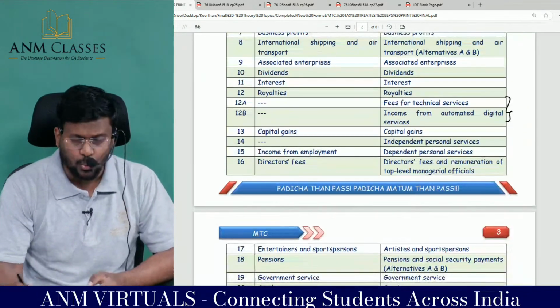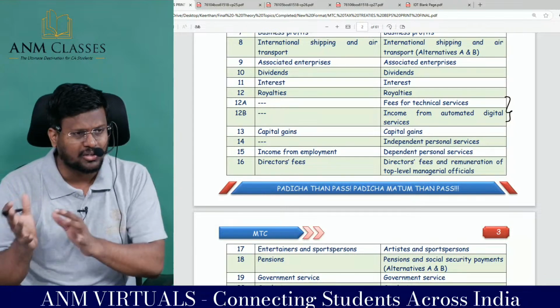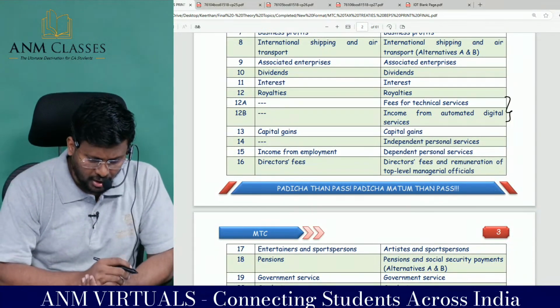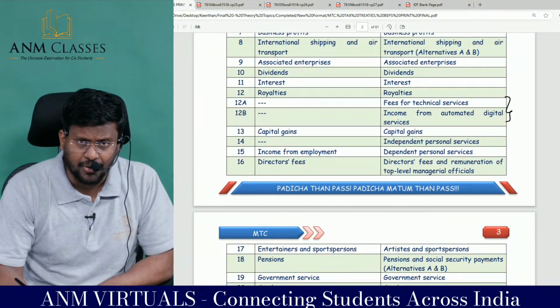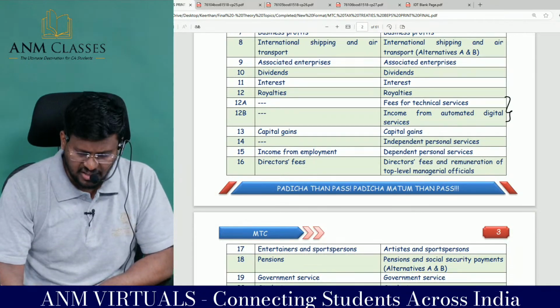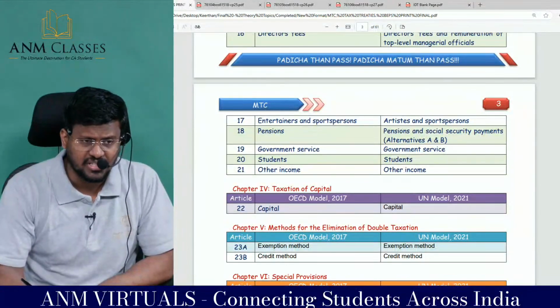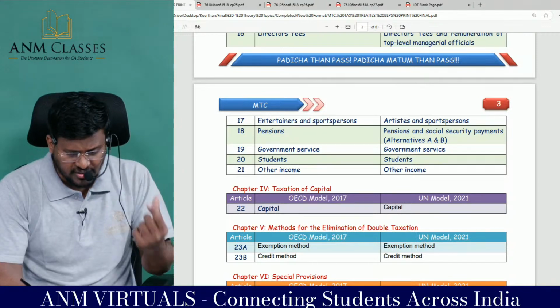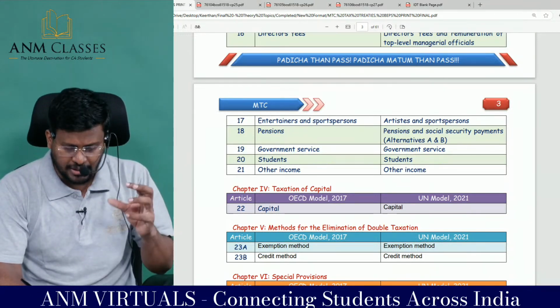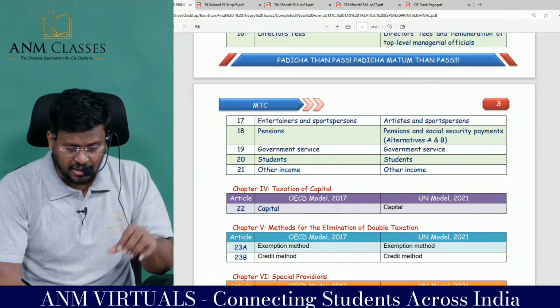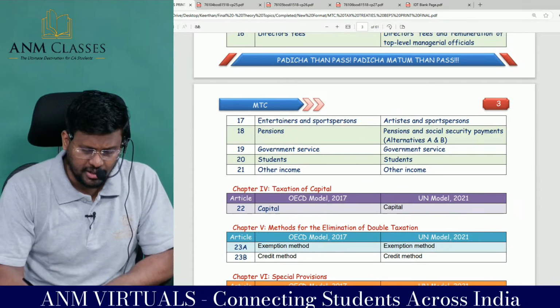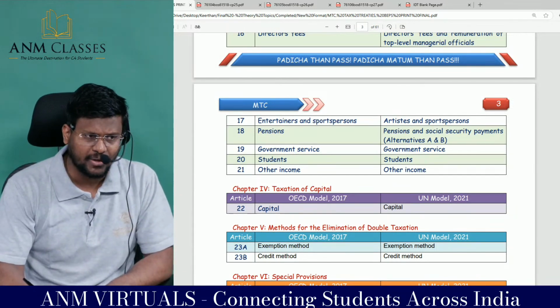Article number 14 is only there in the US model, not there in the OECD model. Article number 15 is income from employment. Article number 16 is director's fees. Article number 17 is entertainers and sportspersons. Article number 18 is pension. Article number 19 is government service. Article number 20 is students. And article number 21 is other income.